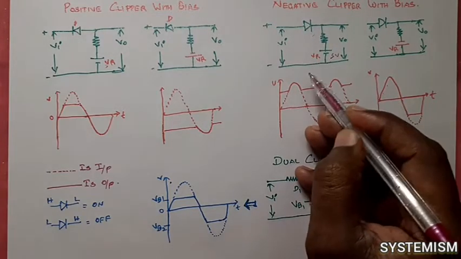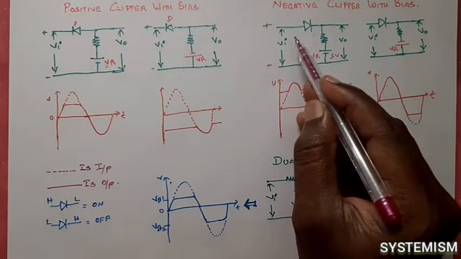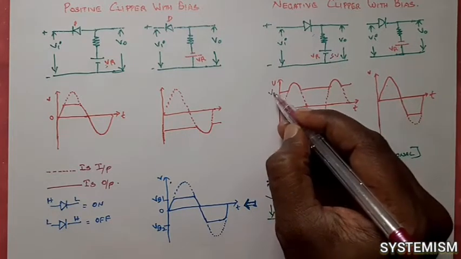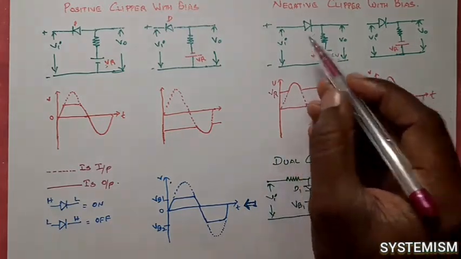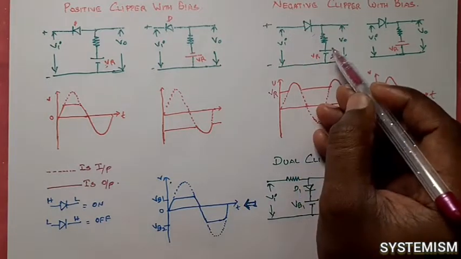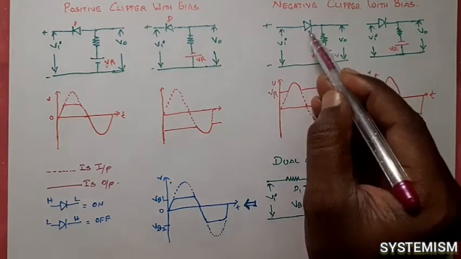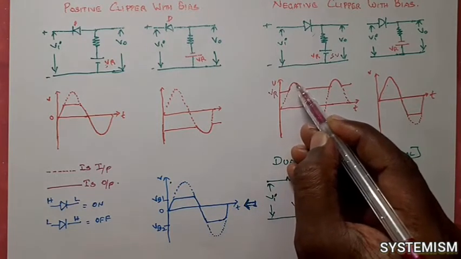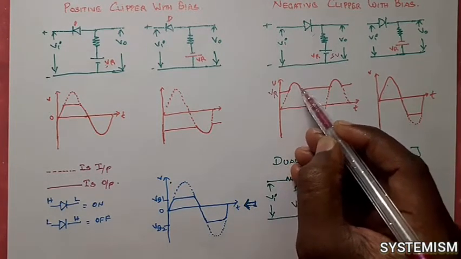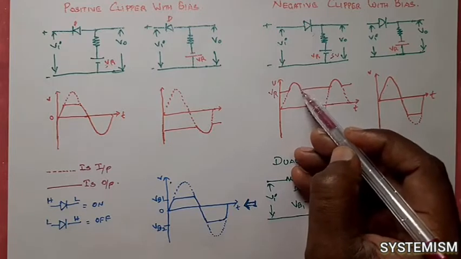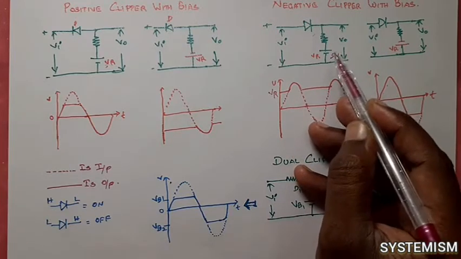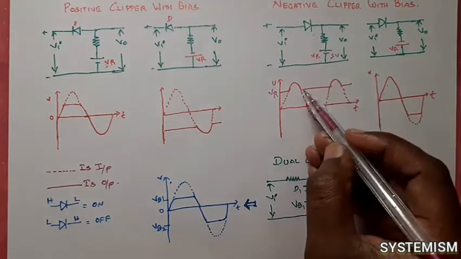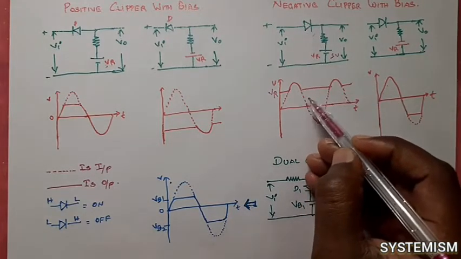When your input voltage is more than this reference voltage, let me take this as a reference voltage VR, only then does this diode become on. If it becomes on, then your output starts to come. When your input voltage is again reduced below your reference voltage, that is 3 volt, then automatically the diode becomes off, and you will not get any output.